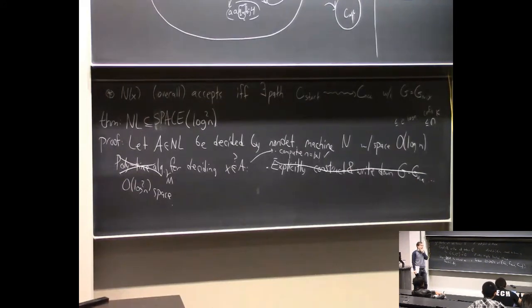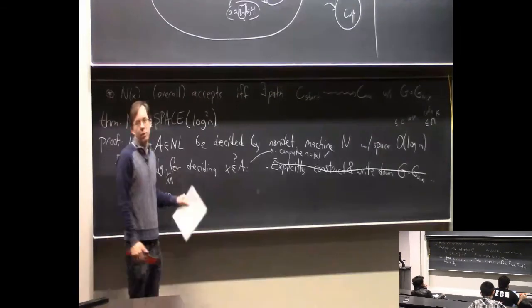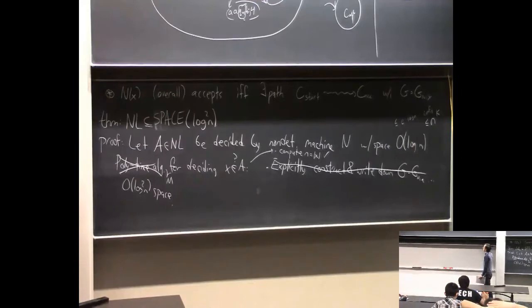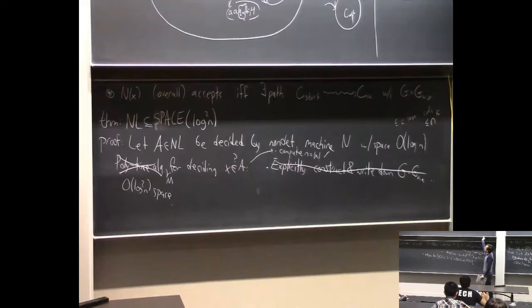But it assumed that the input graph, and also the start and final vertex, were written on a read-only input tape. That's the model that Savage was working in. And that's not what we have here. We don't have the graph g and x written on a read-only input tape for m. Actually, m just has x written on a read-only input tape. But we'll be OK.